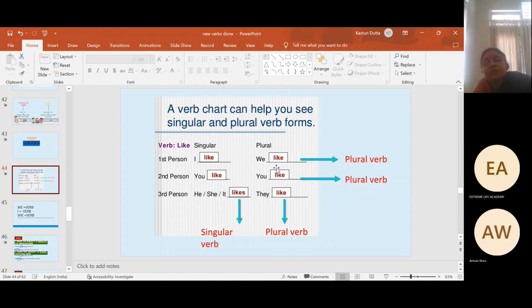Okay, so here also you see, we like, you like, they like. You don't get confused. Students get confused, why? Because they are seeing a singular verb, plural verb. That is why they get confused. You don't see that. You only see the subject. Then you will understand it in a better way. You understand? So this particular slide is very important.